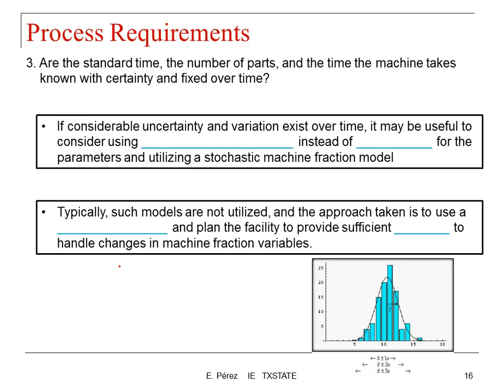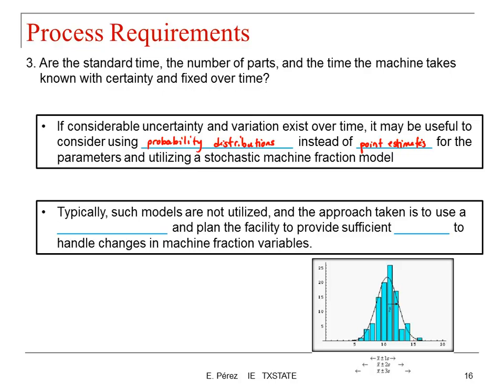Are the standard time, the number of parts, and the time the machine takes known with certainty and fixed over time? If there is considerable uncertainty and variation, it might be useful to consider using probability distributions instead of point estimates for the parameters, and utilizing a stochastic machine fraction model.